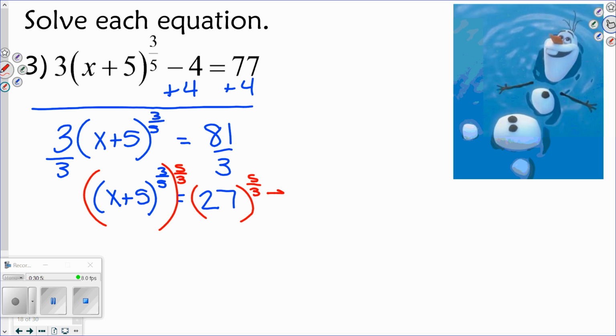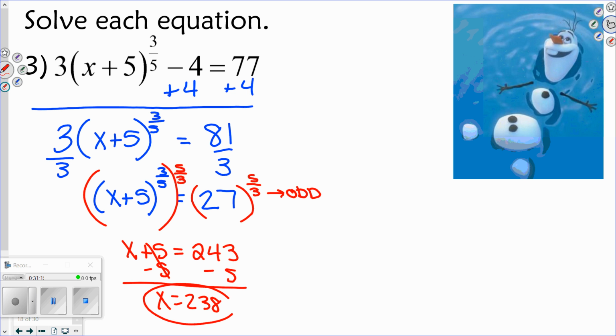My denominator is odd, so no plus minus. So x plus 5 equals 243. Is that right? All right, and then subtract the 5. Not overly difficult, just remembering that rule. And can you check it to make sure you did it right? Yeah, you can. You tell me. You think we're going to have some extraneous ones here coming up? Knowing me, yeah, they're going to come up.